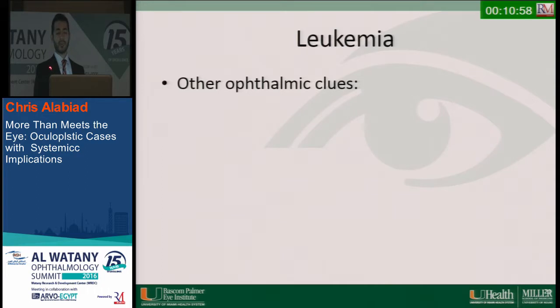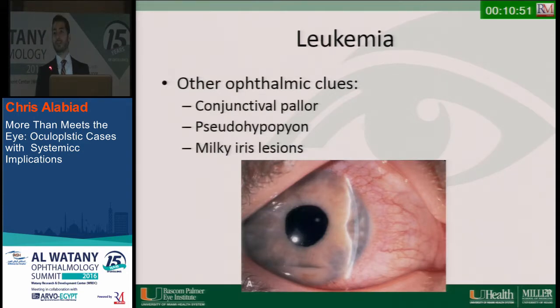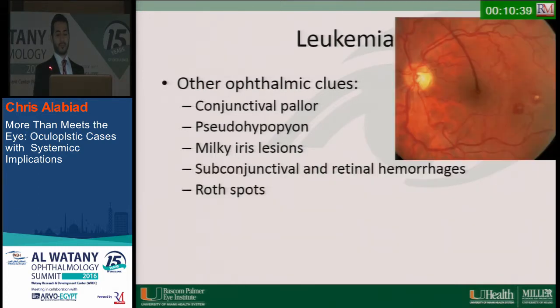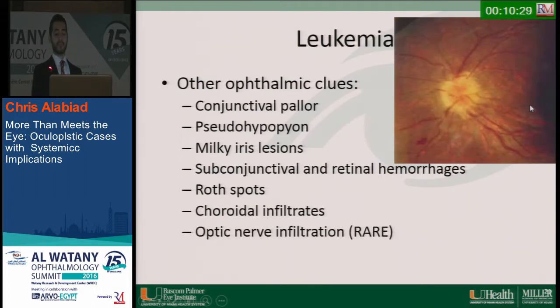So when it comes to leukemia, there are a lot of other ophthalmic clues that you probably are all aware of. For example, conjunctival pallor can be noted because these patients are often anemic. They may have a pseudohypopyon if their eye is involved, as well as milky iris lesions, which I'm showing you here. You may also notice subconjunctival and retinal hemorrhages, and you may see Roth spots on dilated fundus exam, as noted here as well. Choroidal infiltrates can be noted, as can optic nerve infiltration, which is denoted in this picture up in the top right.